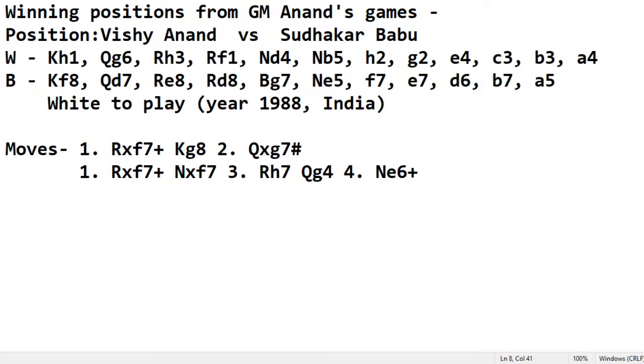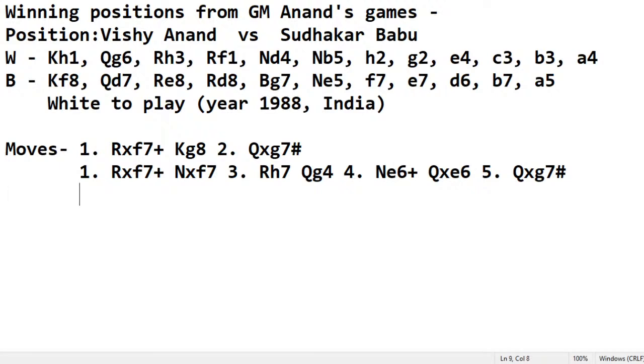I don't think black has a choice there. Queen takes e6 is a choice, but then queen takes g7 is mate anyway. So better, yeah, I'll type that nonetheless. Queen takes e6. Then there is queen takes g7 checkmate.